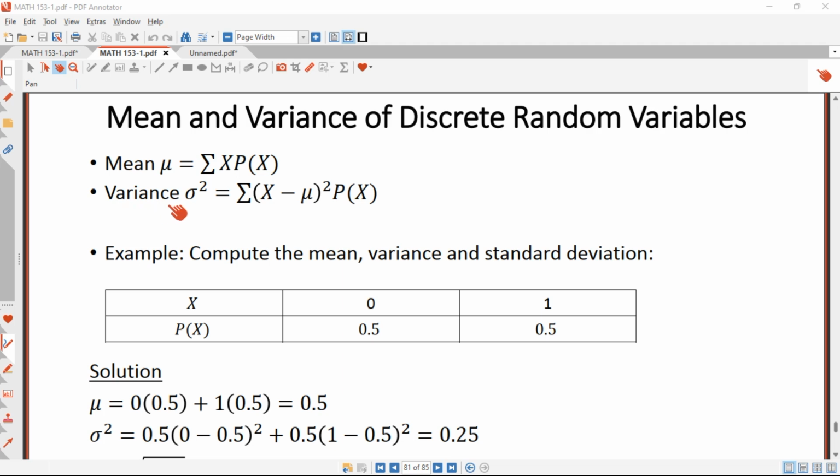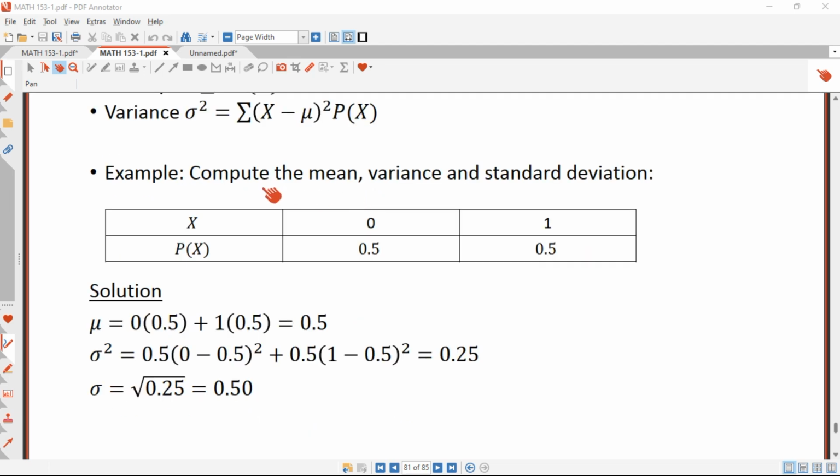And then for the variance too, we have the summation of X minus mu all squared times the probability of X. So X here is the random variable. The mu here is the mean that you calculate, and the probability of X for the respective X, right? So here we are going to compute the mean, the variance and the standard deviation, right?